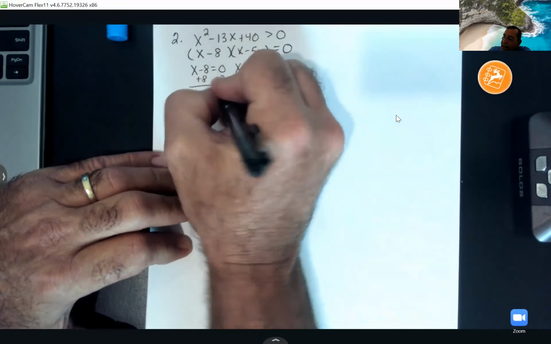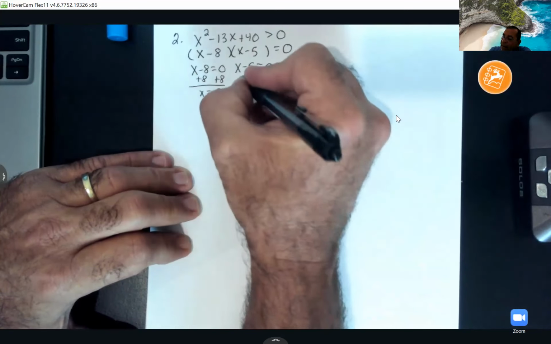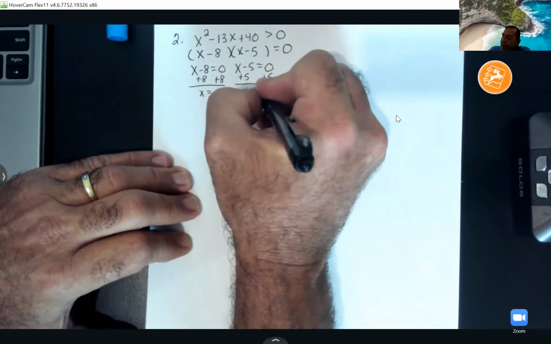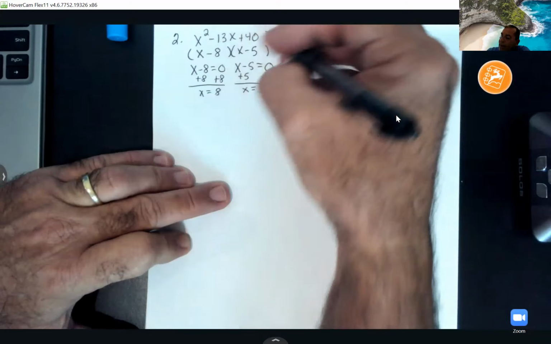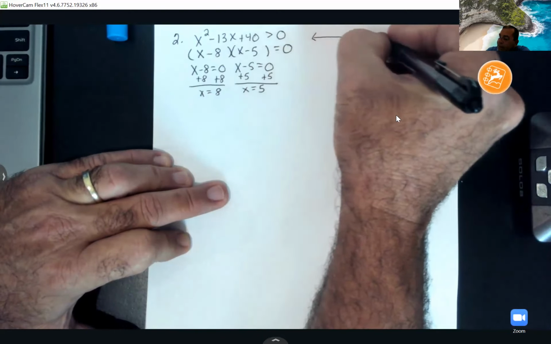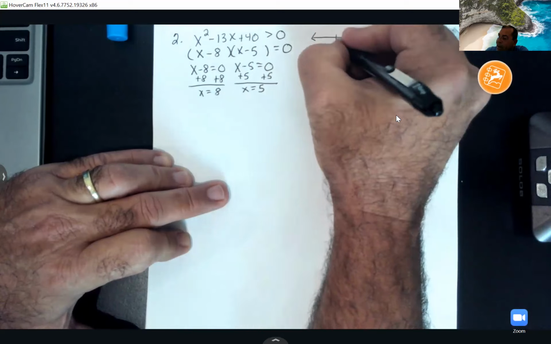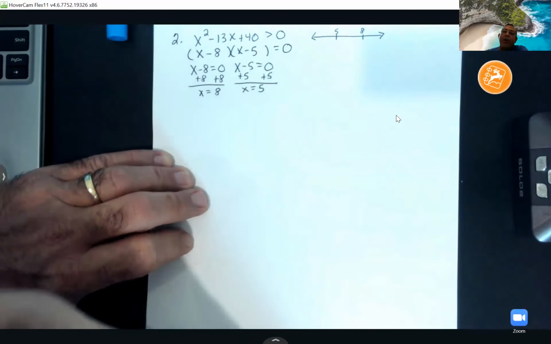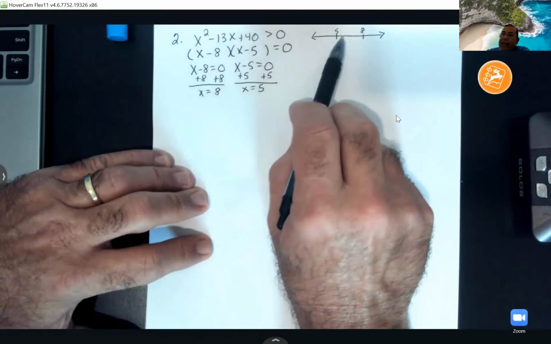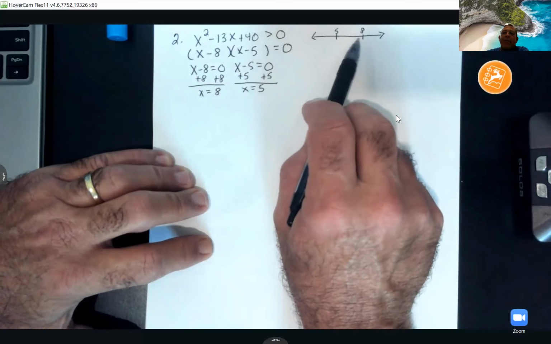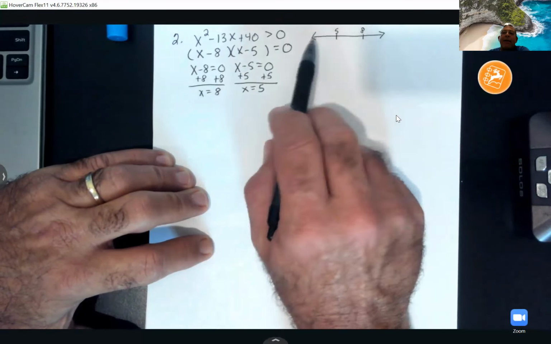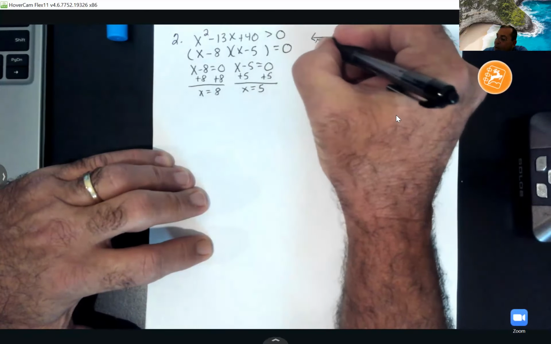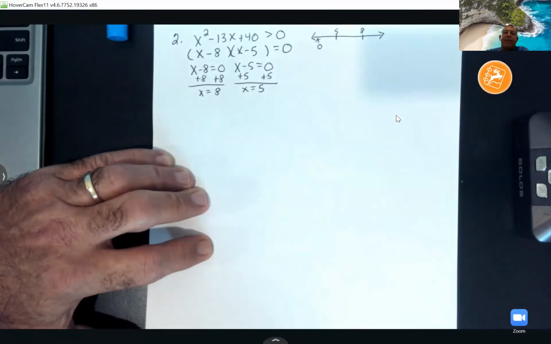So I got to add 8. I get x equals a positive 8. I'm going to add 5. And I get x equals a positive 5. So 5 will be before 8. But y'all, here's where you got to pay attention, because 0 is not going to be in the middle this time. 0 ain't between a 5 and an 8. 0 is going to be over here somewhere to the left of the 5. So I know my 0 is going to be in that section.